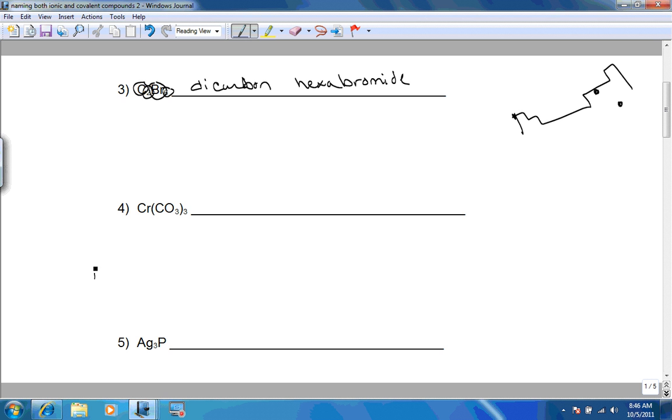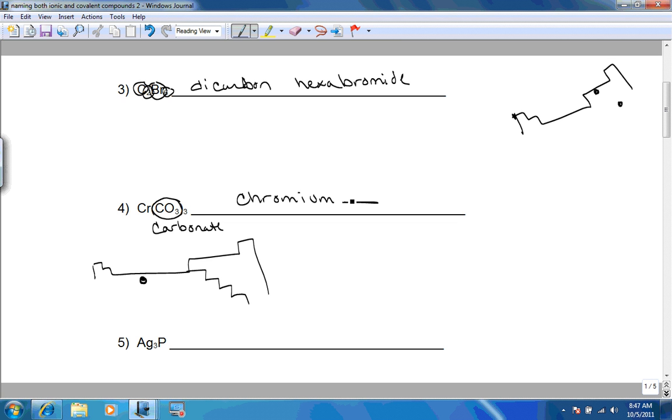Number 4. Notice I look at the periodic table for every single one of these, because you can't figure out how to name it unless you do that. Chromium is here. CO3 is a polyatomic ion for carbonate. Now, knowing that chromium is there, you cannot look on the periodic table and tell me what the charge is. That means we're going to have an extra step of determining what the Roman numeral is to tell people what the charge is. And then the anion's carbonate.